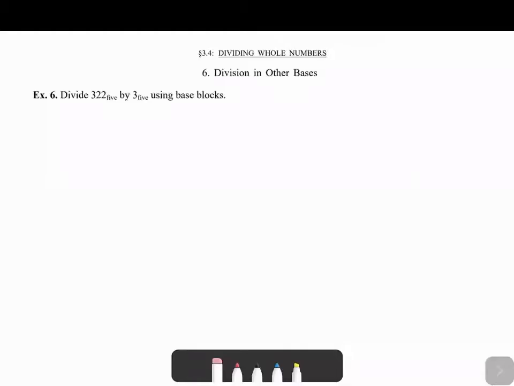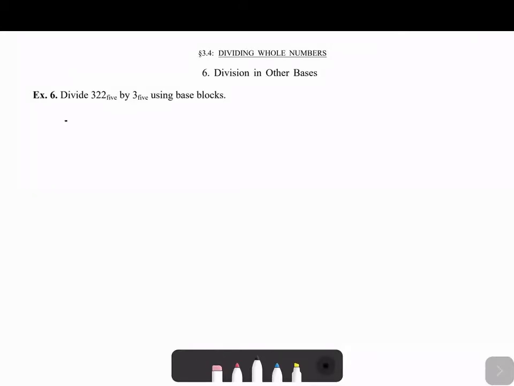Hi everyone, this is the last video for chapter 3 where we're talking about division and other bases. So just kind of like we've done everything else, we're going to do an example using a model and an example using an algorithm. So the example using a model is going to be using these base blocks. So first we're going to draw 3, 2, 2, base 5.